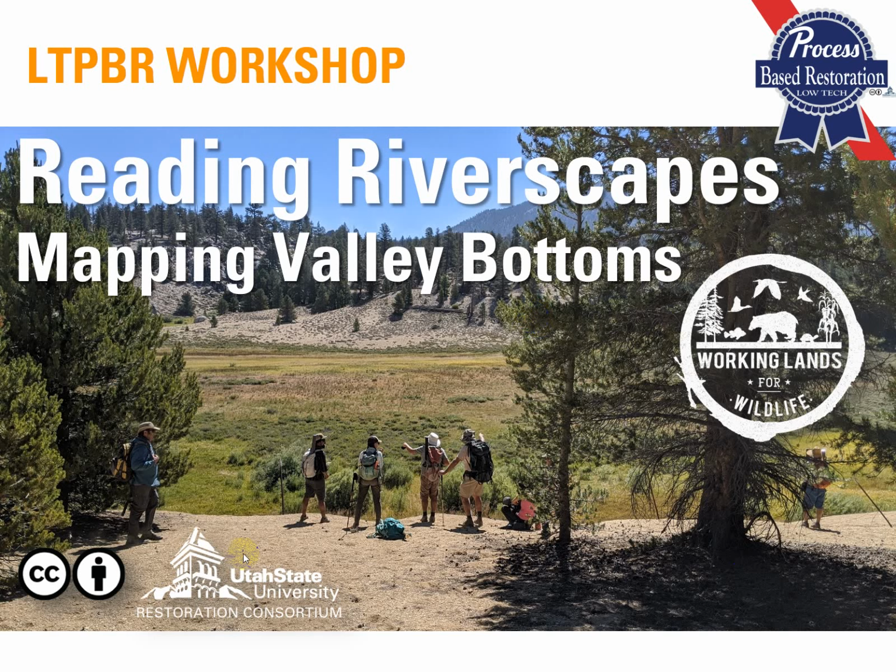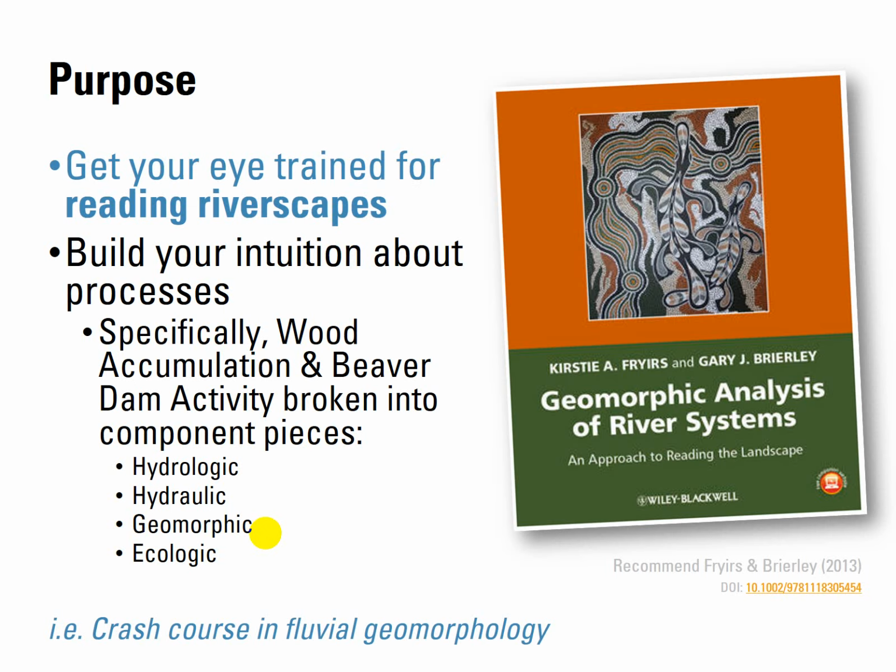How do we map that? How do we identify what's that area that could plausibly flood in the contemporary natural flow regime? So a big part of reading riverscapes is recognizing where those valley bottom margins are. And then after that, we will get into some of the structurally forced processes.